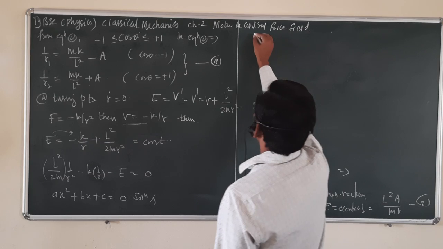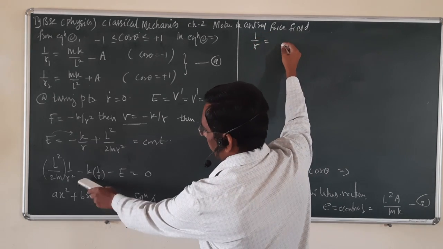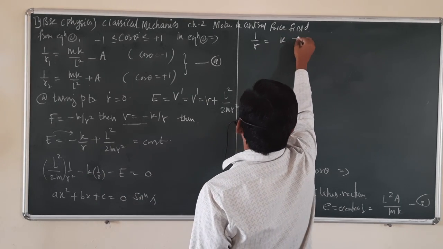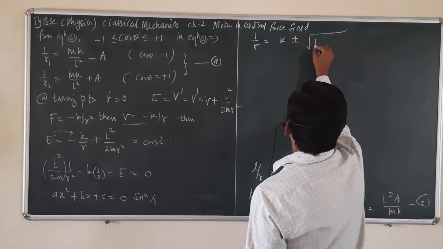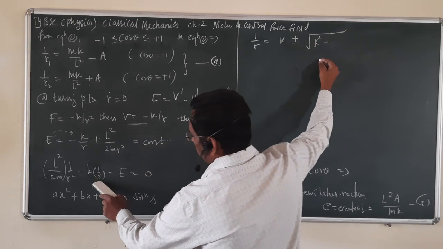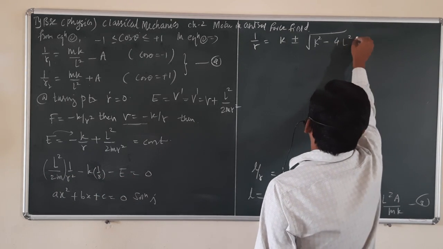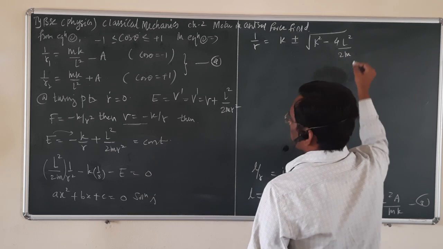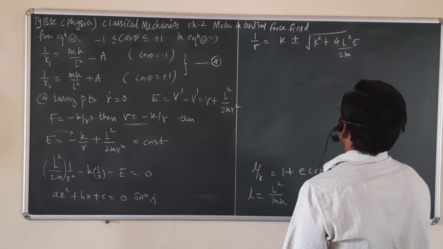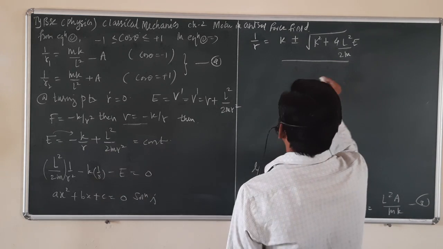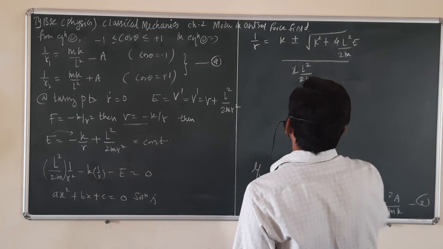Solution of the quadratic equation is x, which is 1 upon r, equal to minus b, and minus b is what? It is k, plus or minus the square root of b squared, which is k squared, minus 4ac. Now 4 multiplied by a, which is l squared divided by twice m, into c, which is minus e. So that minus minus becomes plus, divided by 2a, which is 2 times l squared divided by twice m. So this 2 will get cancelled.